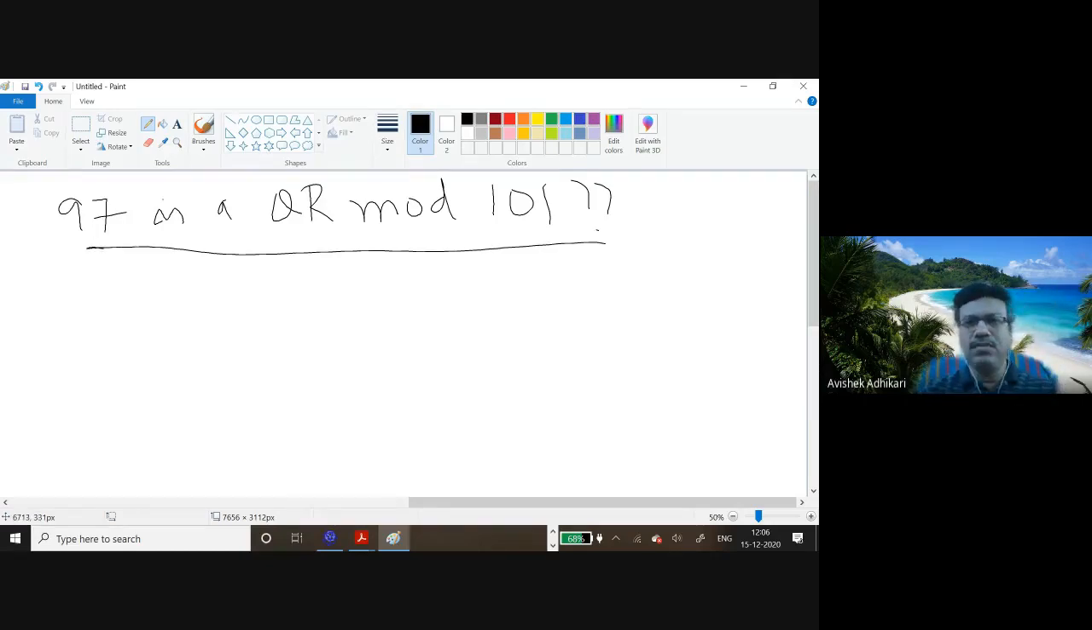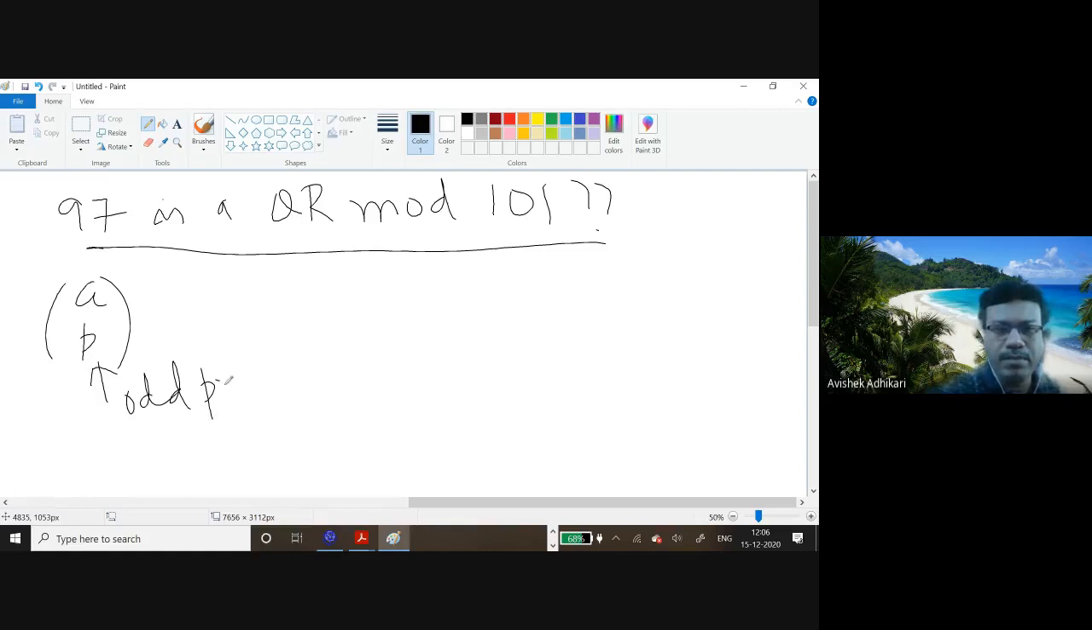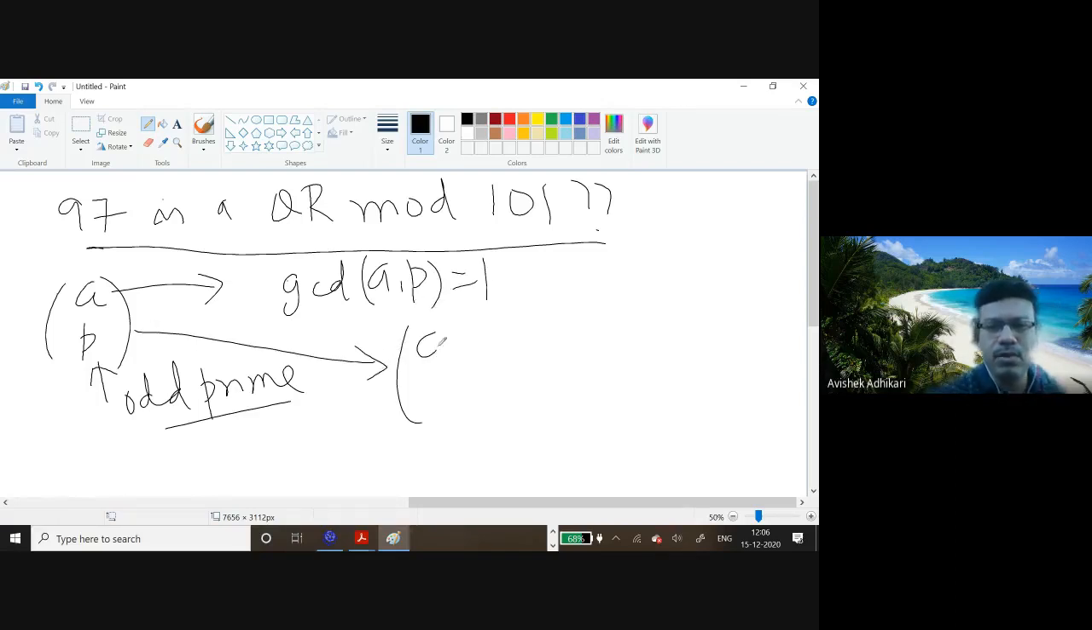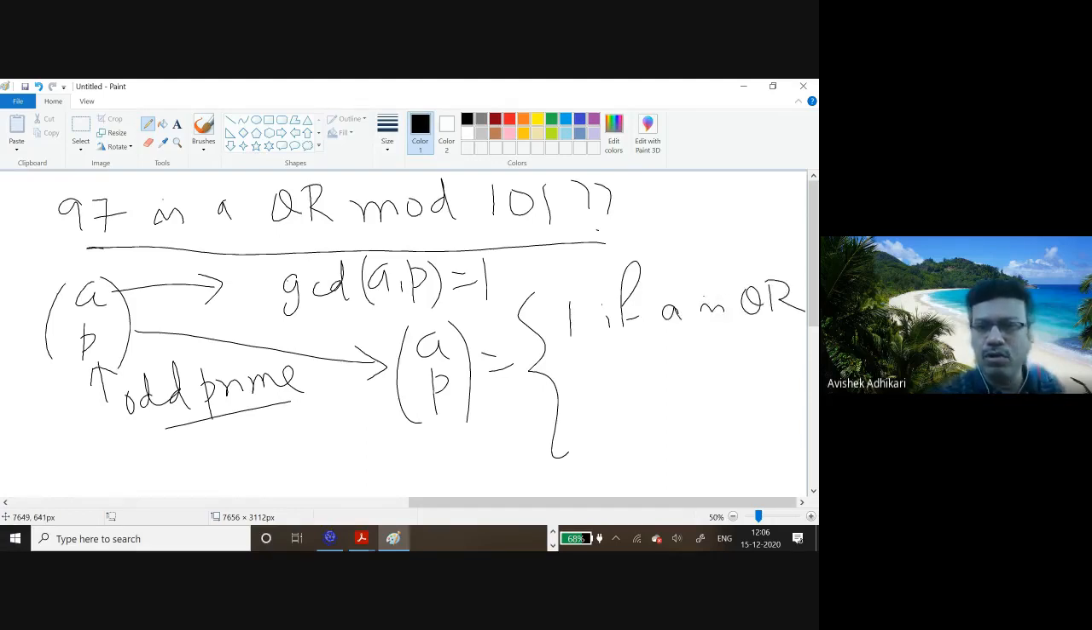To answer this question, we have shown in my last class that we use a technique called the Legendre symbol. So what is that Legendre symbol? If p is an odd prime, and a is a positive integer such that GCD of a and p is 1, then this is the Legendre symbol (a/p). It takes two values: 1 if a is a quadratic residue modulo p, and minus 1 if a is a quadratic non-residue modulo p.